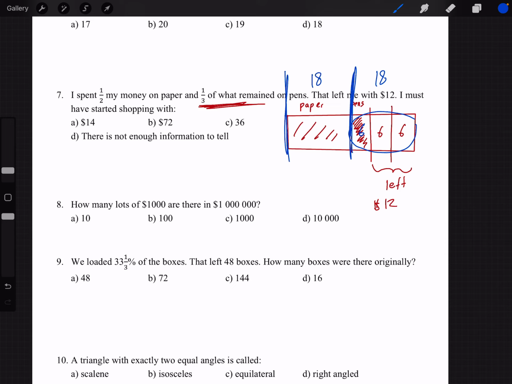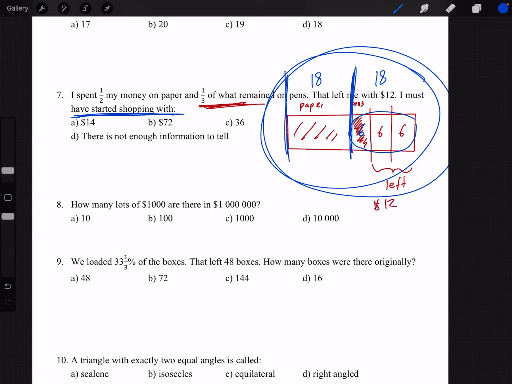So the question is, how much did I start shopping with? How much do you have altogether from the very beginning? You can work it out.